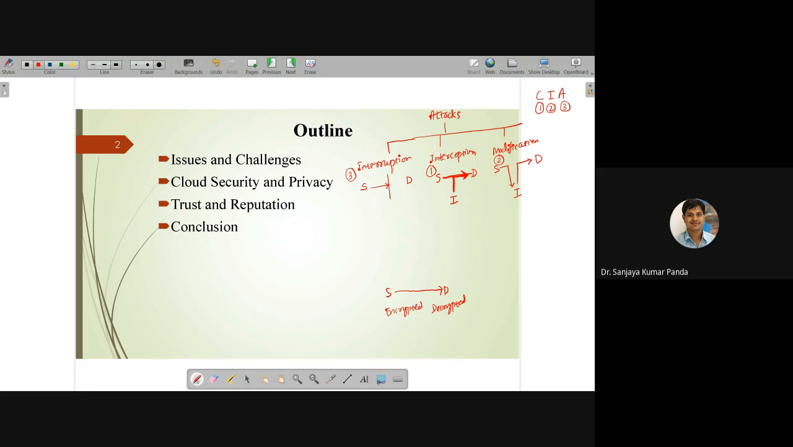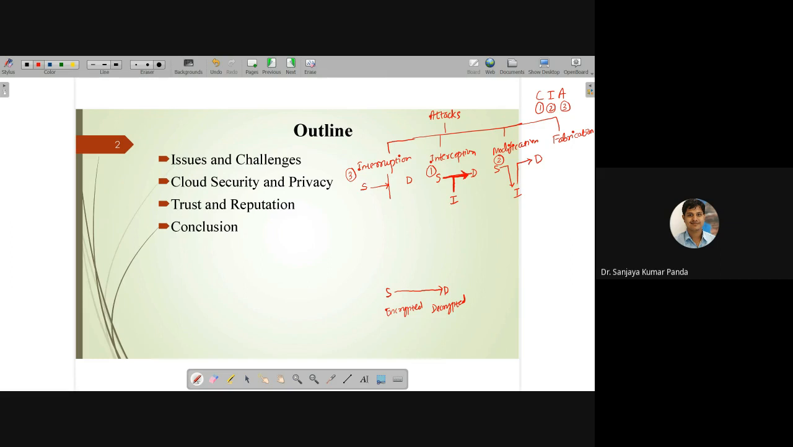The last one is called fabrication. Like I told you, in the interception case, somebody is observing you: at what point of time you are sending a message, what kind of message you are communicating, who is the intended receiver of your message. He's observing, he's not actually attacking anything or manipulating anything.